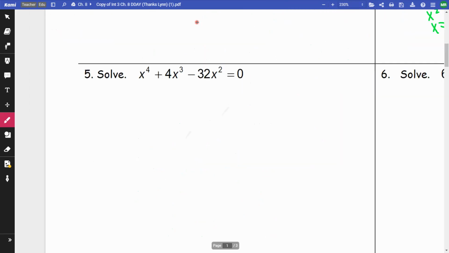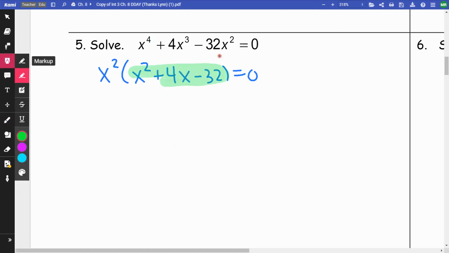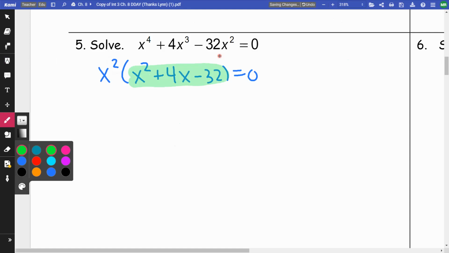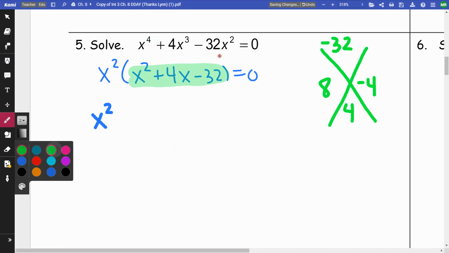Okay, number 5. So this is another one I'm going to factor. And what I notice here is I have an x to the 4th, an x to the 3rd, and an x squared. So I can definitely factor out an x squared from everything. And I'm left with x squared plus 4x minus 32 equals 0. Now this is just a normal diamond. So I can figure out what multiplies to a negative 32 and adds to a 4. And that's going to be 8 and a negative 4. So I'm going to have my x squared, and then an x plus 8 and an x minus 4 equals 0.